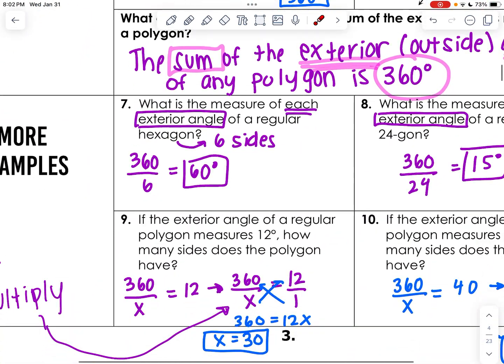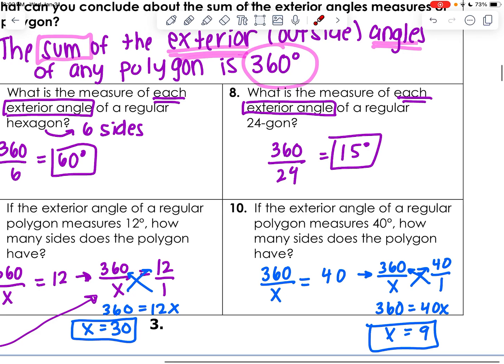This is exterior. So it says, what is the measure of each? Here's the word each again. Each exterior angle of a regular hexagon. Hexagon means 6. Now, because it's exterior, we use 360 and we divide by 6, the number of sides, which is 60 degrees for each exterior angle.